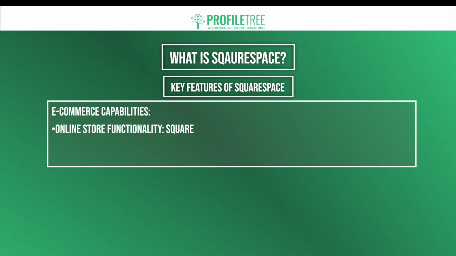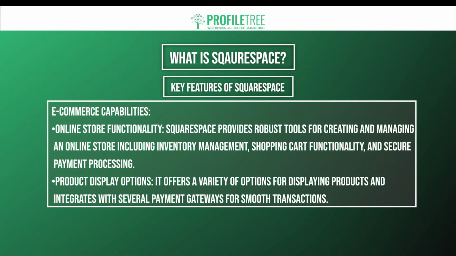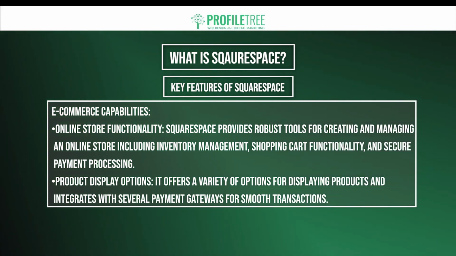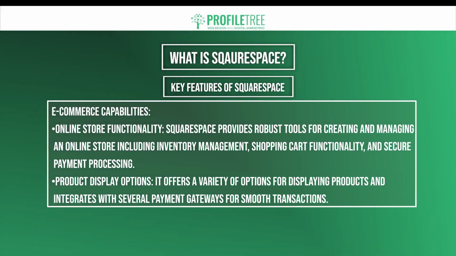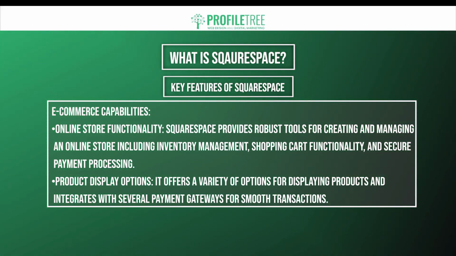Now, one thing that you might not know about Squarespace is that it does have some e-commerce capabilities. So it has an online store functionality. Squarespace provides robust tools for creating and managing an online store, including inventory management, shopping cart functionality, and secure payment processing. It does also have product display options. So it offers a variety of options for displaying products and integrates with several payment gateways for smooth transactions. So those gateways could be PayPal or Stripe and so on. But we'll take a closer look at the Squarespace website builder later on in the video.